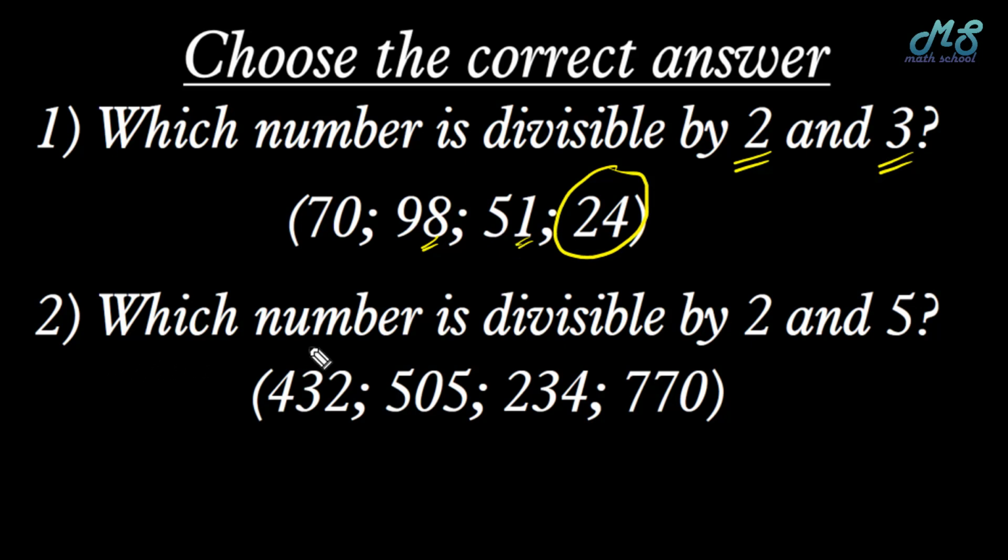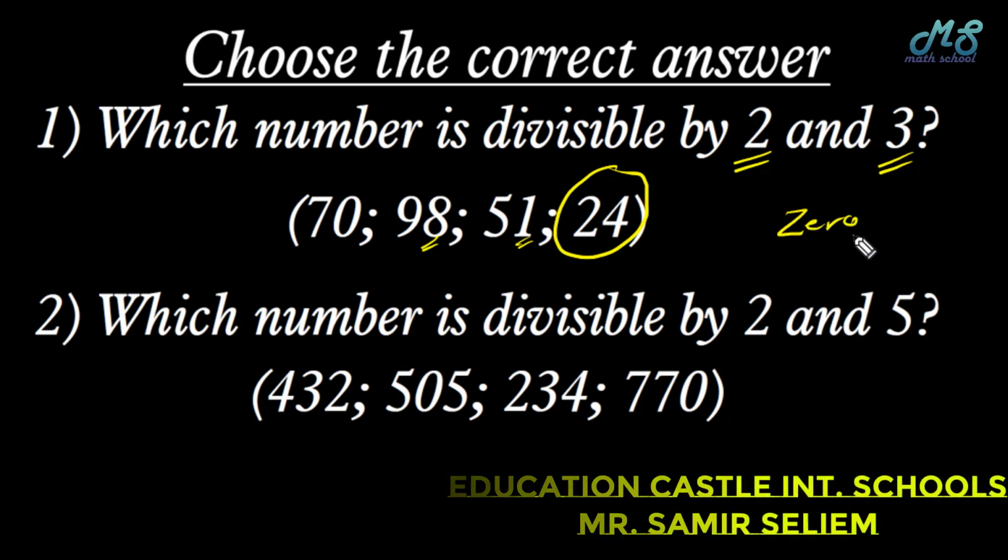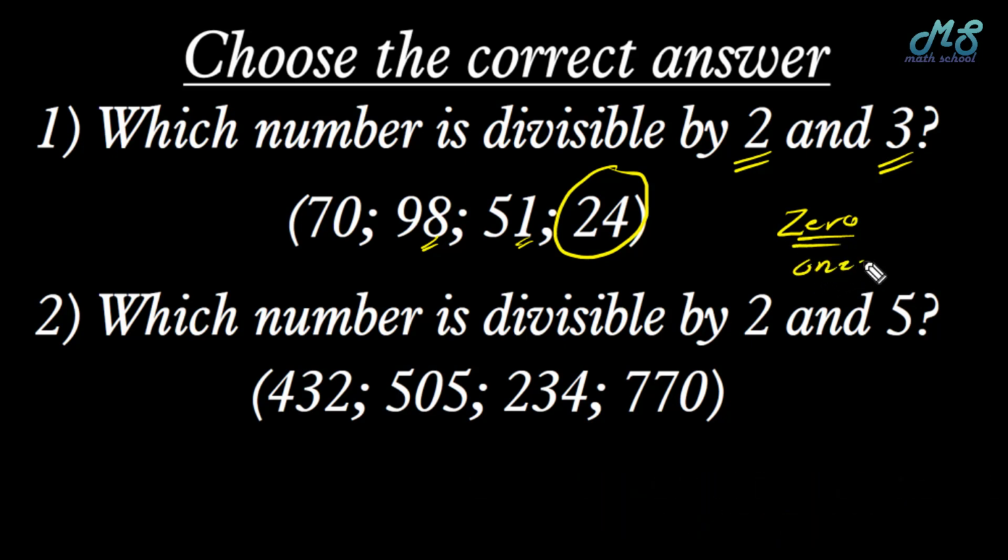Next, number 2. Which number is divisible by 2 and 5 at the same time? We studied before, guys. If the last digit is 0, last digit means what? Means ones place. If ones place is 0, the number is divisible by 2, 5, and 10. The last digit is 0, so it's even. It's divisible by 2. The number is divisible by 5 if the last digit is 0 or 5. So the last digit is 0, so the number is divisible by 5. The number is divisible by 10 if the last digit is 0.